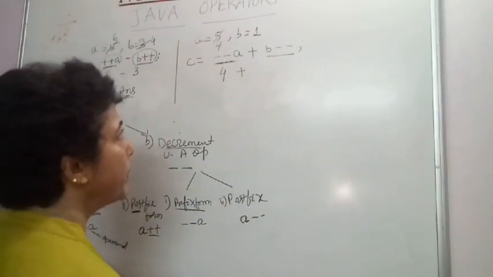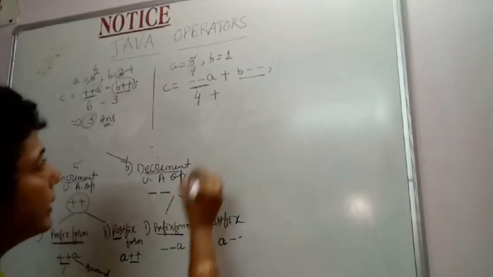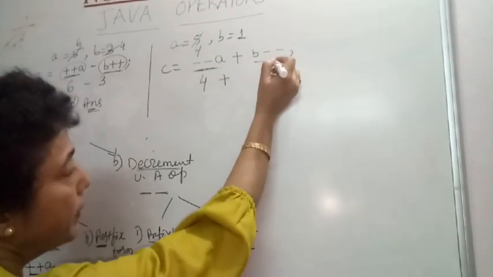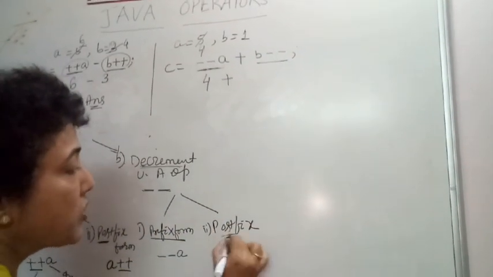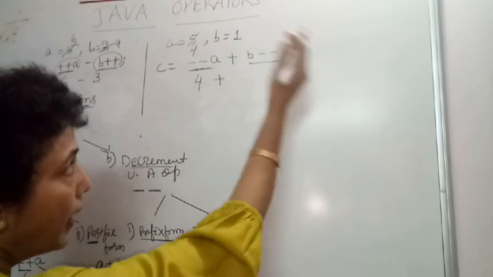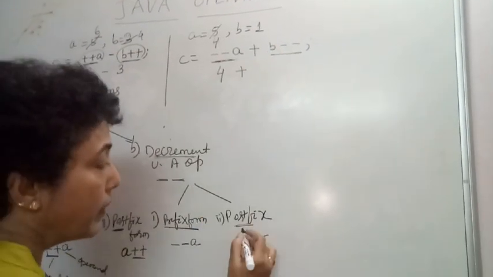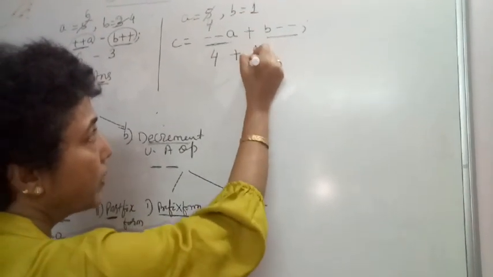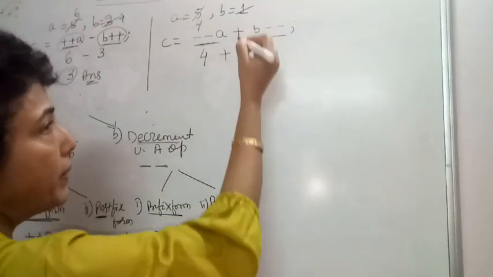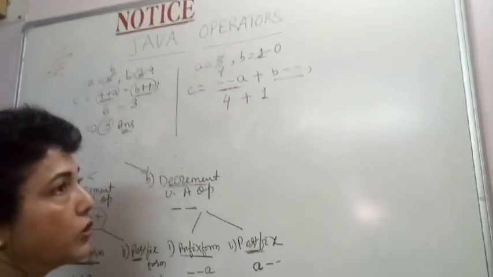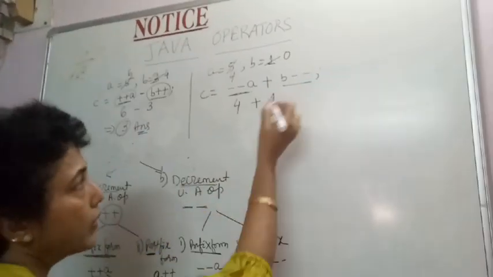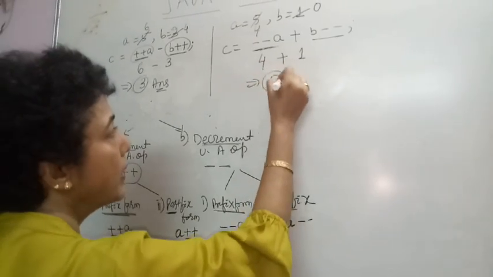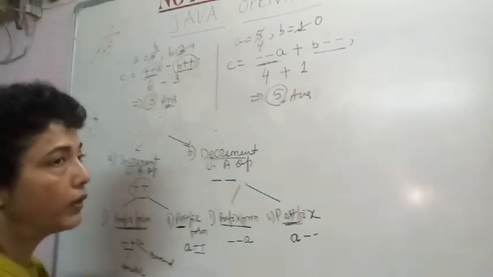This addition symbol will remain as it is, and then comes the variable b. This is also used with the decrement operator, but in which form? Postfix form, because it appears after the operand, and the rule says in postfix form you take the existing value for calculation, then you change it by -1, becoming 0. No further variable is there. So 4 plus 1, that is 5, is your answer.